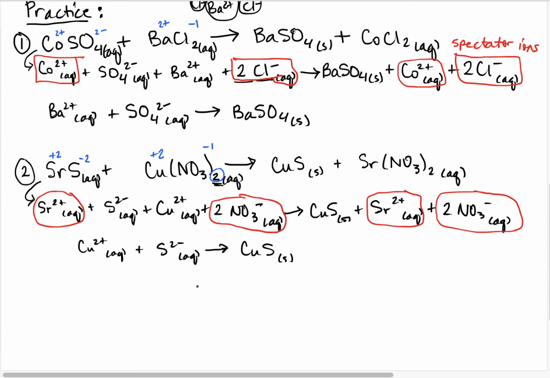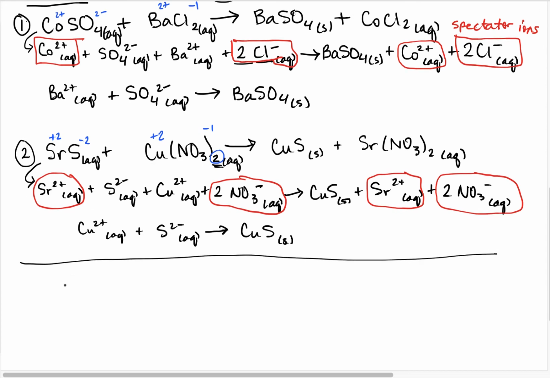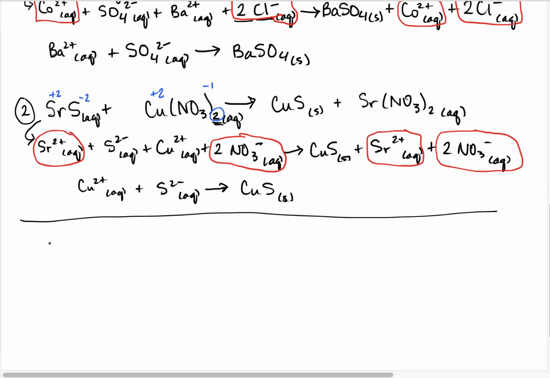That's really all there is to writing net ionic equations and complete ionic equations. When we talk about some different kinds of reactions, we'll have some that are looking a little bit more complicated than this, but the principle is going to stay the same. So let's review that principle really quick here. For writing the complete ionic equation, if we have a soluble ionic compound, then we separate into ions.